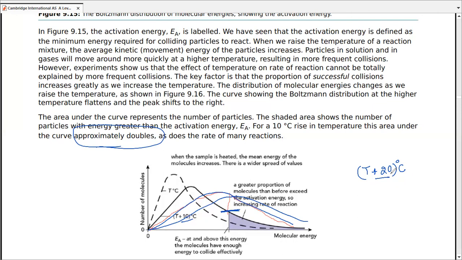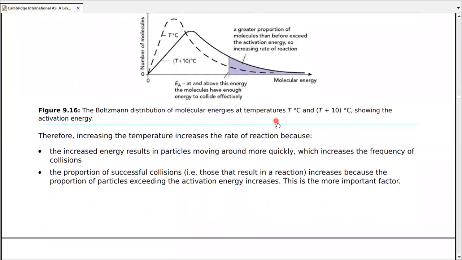Yes, sir. Good, good. The whole sole purpose of drawing these curves was to give you an idea that this all is progressive, but to an optimal range. After that range, this progression actually does not bring you much of a difference. So therefore, increasing the temperature increases the rate of reaction. That's because the increased energy results in particles moving around more quickly. This increases the frequency of collision, and also the proportion of successful collisions, those that result in a reaction, reactants converted into products, increases because the proportion of particles exceeding the activation energy also increases. This is the more important factor.